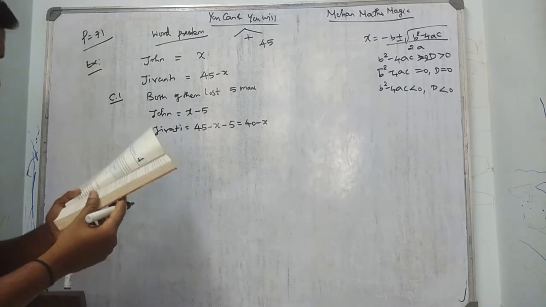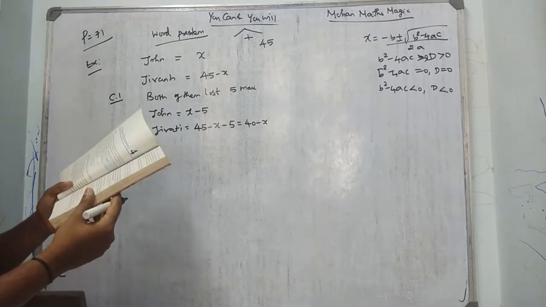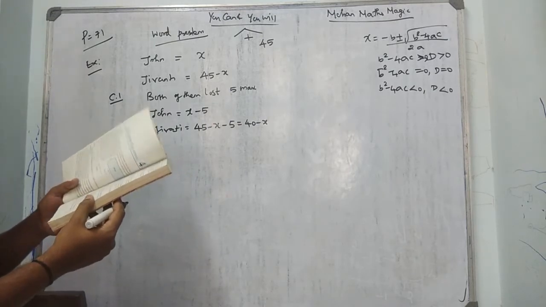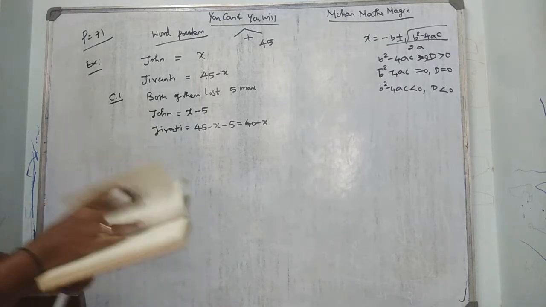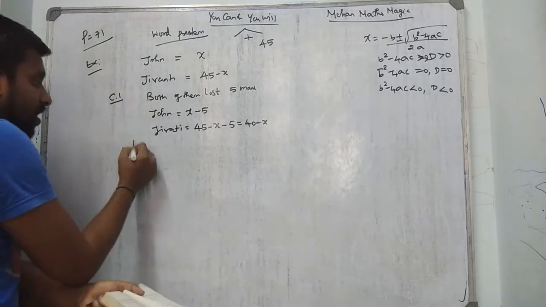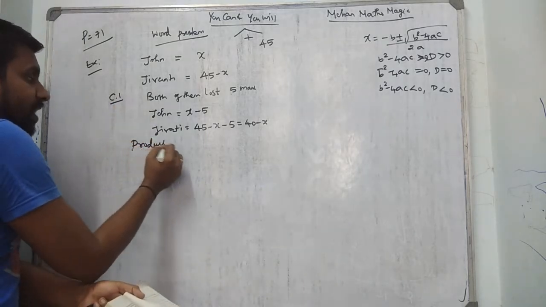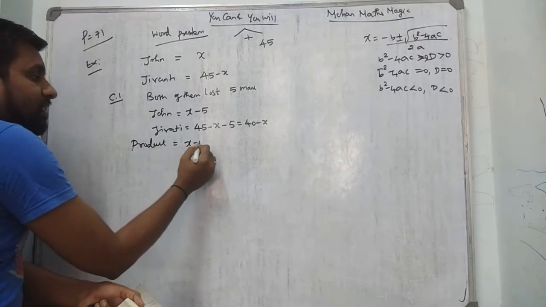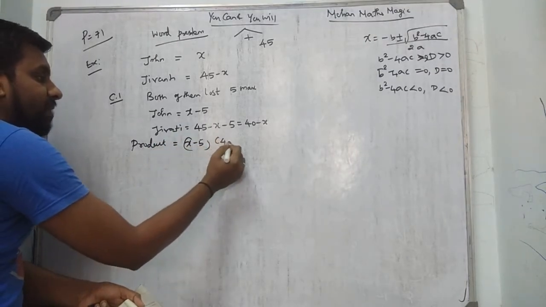Now we would like to find the product of the number of marbles they now have, which is 124. So now what we have to do is take the product after losing. So this is X minus 5, and this is 40 minus X.